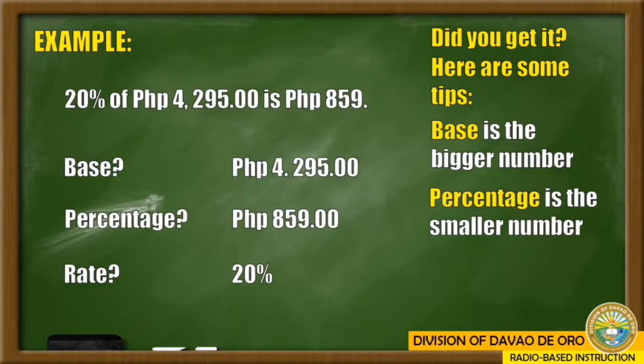Understood? So that is a simple tip from me. When we say base, it is a bigger number or the biggest number, while the percentage is the smaller number.